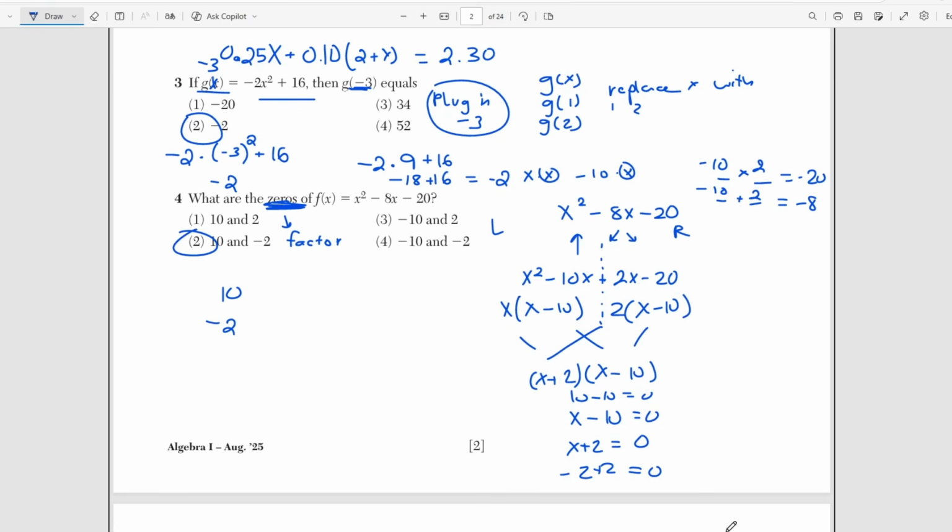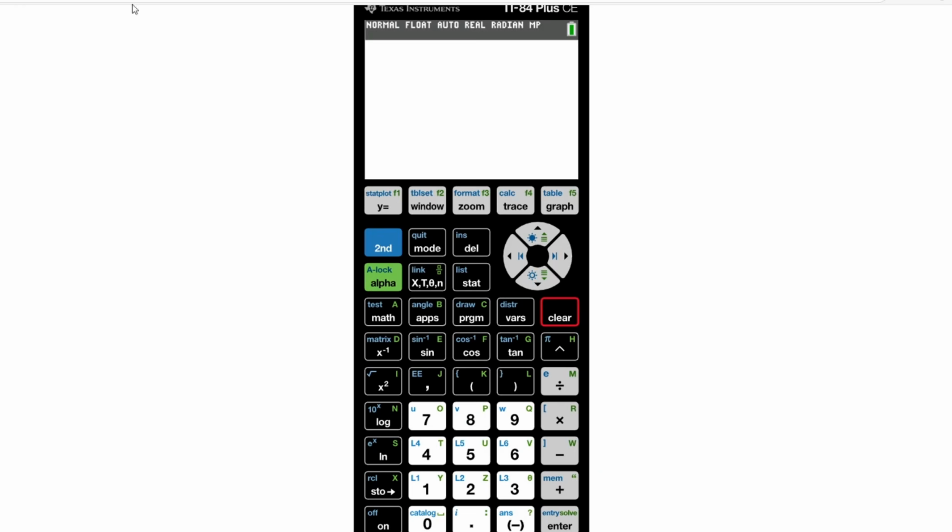If you didn't want to do all this math, you could have totally done it in your calculator. If you went ahead, pressed y equals, and did x squared minus 8x minus 20, hit graph, and you could have done second trace 0, and the calculator would have solved for the zeros as long as you give it a left bound, which is a point to the left of the 0, and right bound, which is a point to the right of the 0, okay?